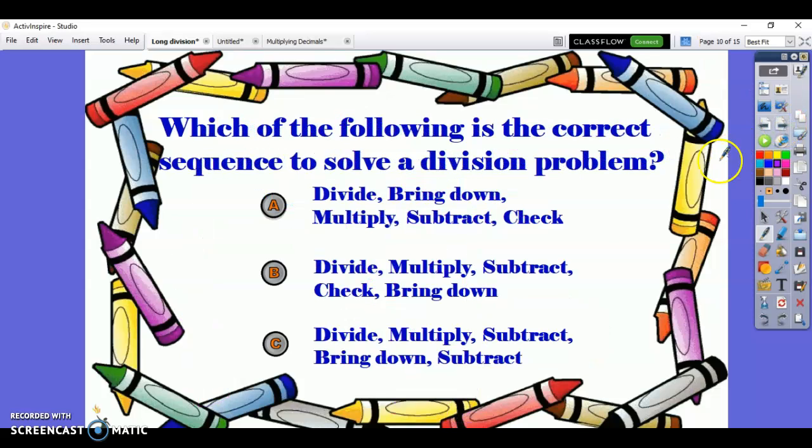Okay, which of the following sequences is correct to solve a division problem? Divide, bring down, multiply, subtract, check. Divide, multiply, subtract, check, bring down. Or divide, multiply, subtract, bring down, and subtract. So you're thinking about the steps. Which one of those has the correct order of your steps? If you selected B, you were correct.